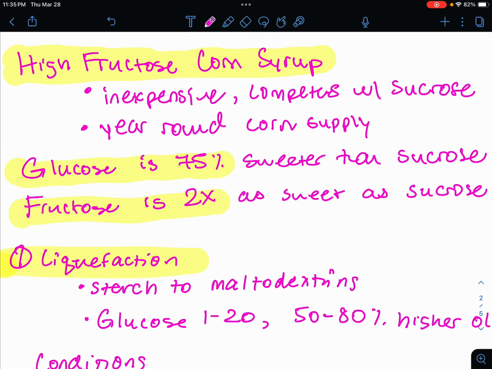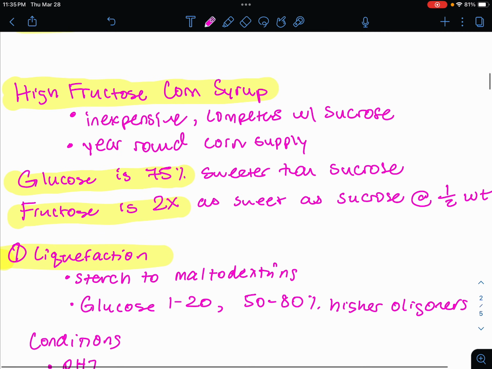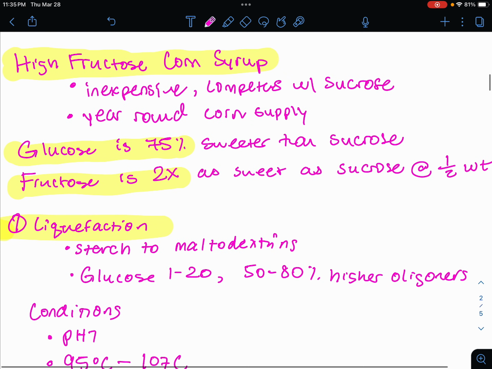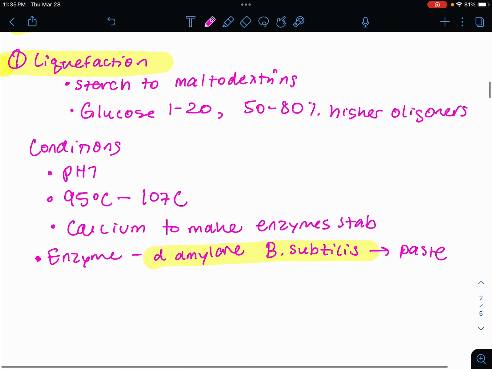Let's talk about high fructose corn syrup. This is inexpensive. You could compete with the sucrose industry in the production of high fructose corn syrup. The relative sweetness is very interesting. So glucose is 75% as sweet as sucrose. However, fructose is 2 times as sweet as sucrose at half the weight. So that's very interesting. Fructose is extremely sweet tasting.